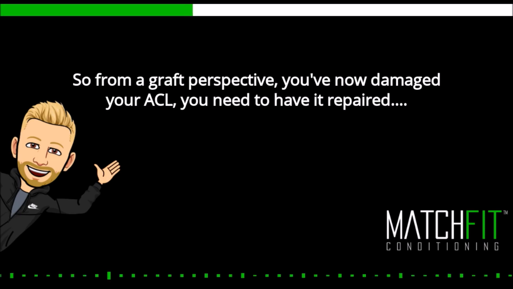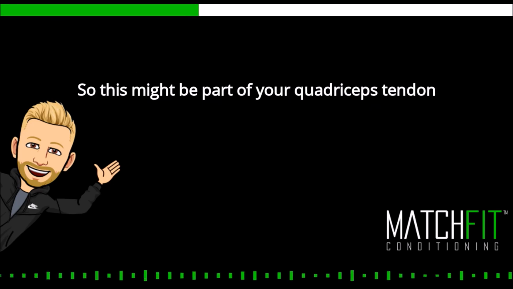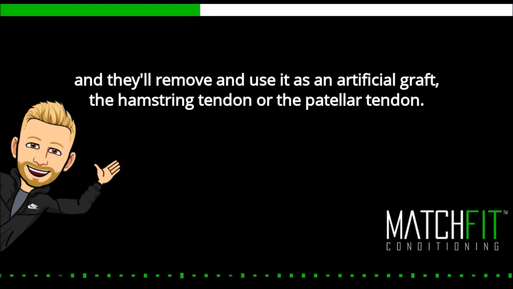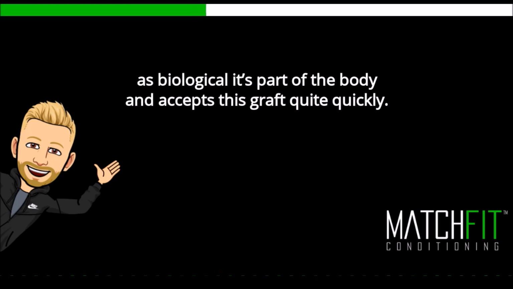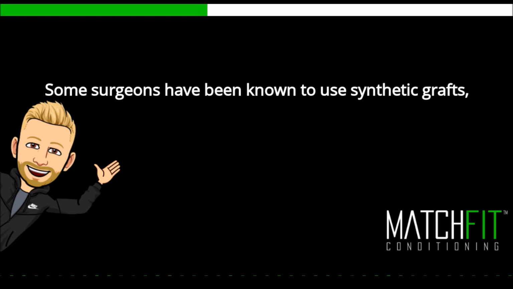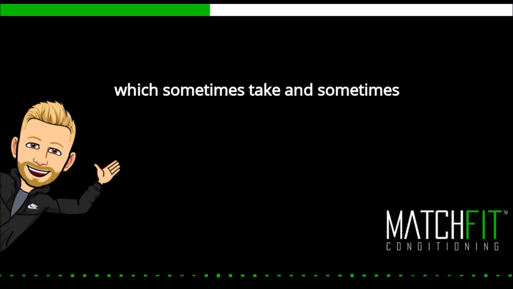So from a graft perspective, you've now damaged your ACL, you need to have it repaired. How is this done? Essentially what surgeons do is they'll choose a natural graft from the body. So this might be part of your quadriceps tendon that they'll remove and use as a graft, the hamstring tendon or the patella tendon. And this is quite good because your body recognizes this material as biological, it's part of the body, and accepts this graft quite quickly. Some surgeons have been known to use synthetic grafts, which sometimes take and sometimes don't.